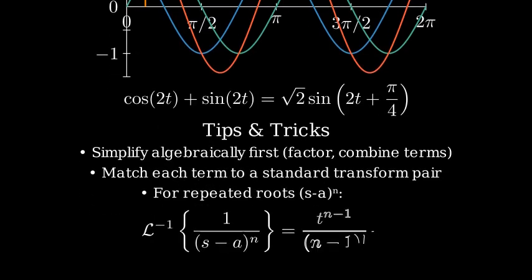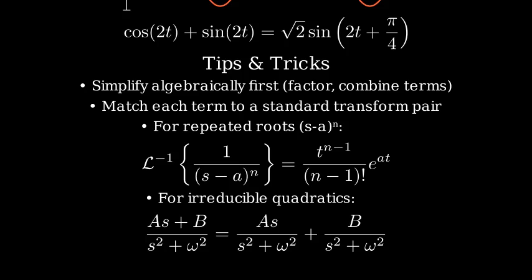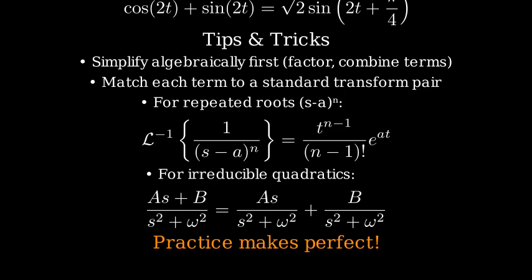For repeated roots of the form s minus a to the power n, use the formula. The inverse Laplace transform of 1 over s minus a to the power n equals t to the power n minus 1 over n minus 1 factorial times e to the power at. And for irreducible quadratics, use the form As plus B over s squared plus omega squared, which can be split into terms involving sine and cosine functions. With practice, you'll become more adept at recognizing patterns and quickly decomposing functions into simpler forms whose inverse transforms you know. Start with simple examples and gradually work your way up to more complex rational functions.